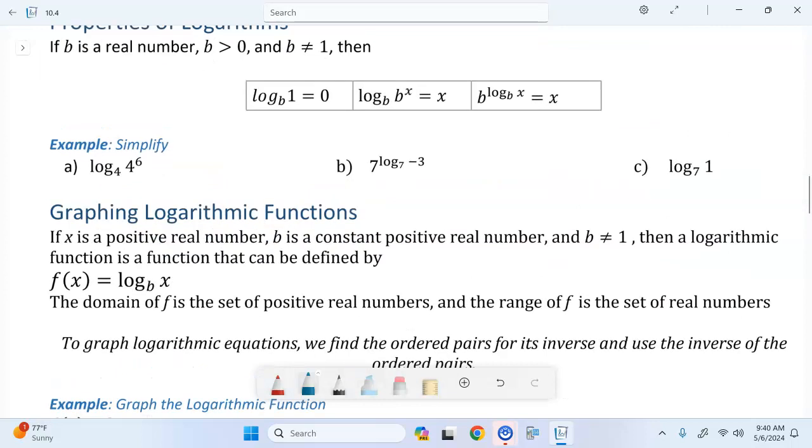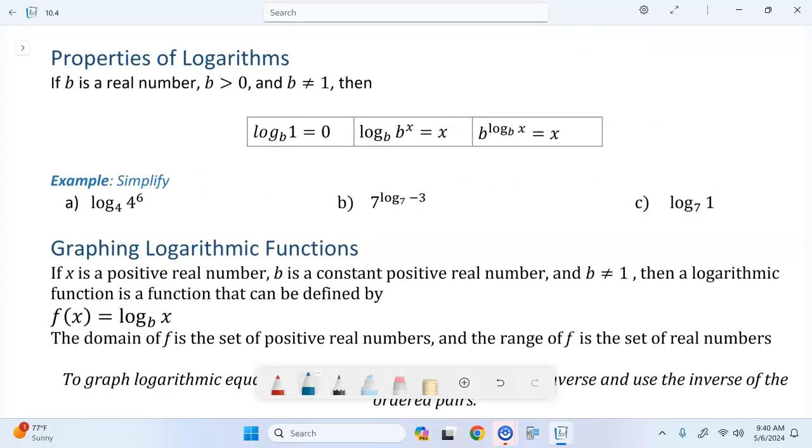So let's look at our properties then. Okay, so we saw that one. Any logarithm with an argument of 1 has to equal 0. That's our first property. Okay?